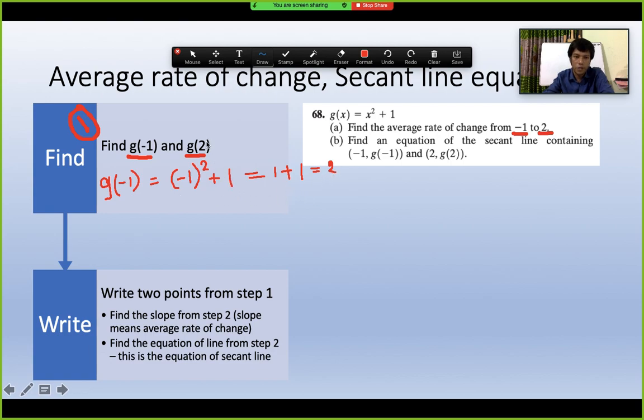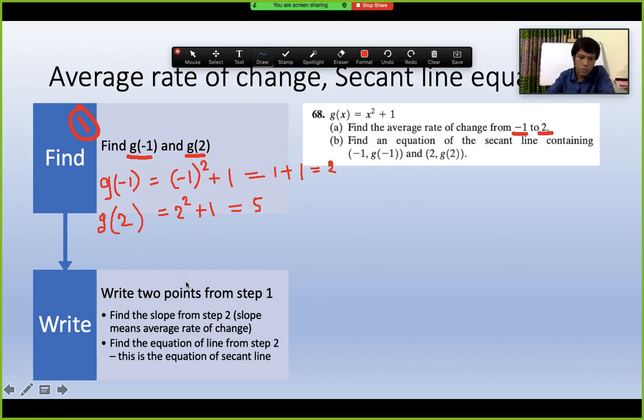Then we have to find out g of 2. Similarly, we will find out g of 2. I will not show the calculation, I think this is super easy. 2 square means 4. 4 plus 1 equal to 5. Or let me show you actually, if anyone is confused. So 2 square plus 1 equals to 5. So we have found g of -1 and g of 2.